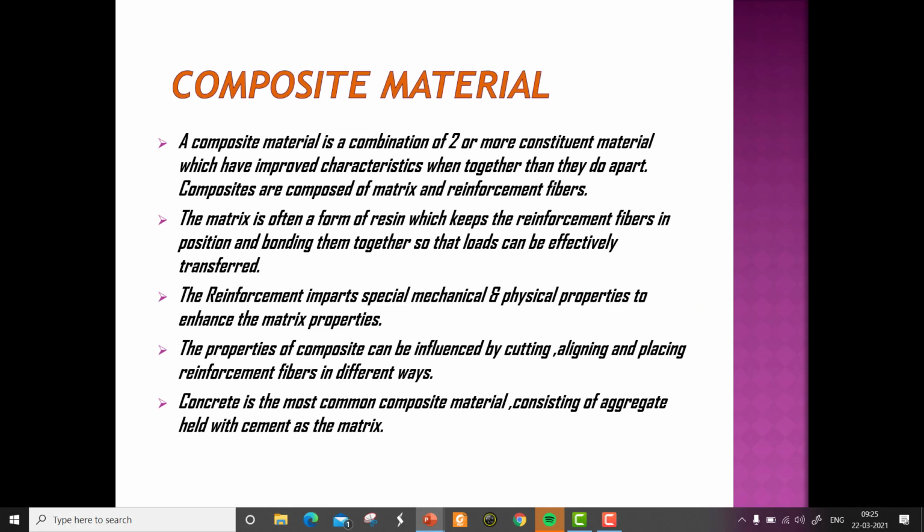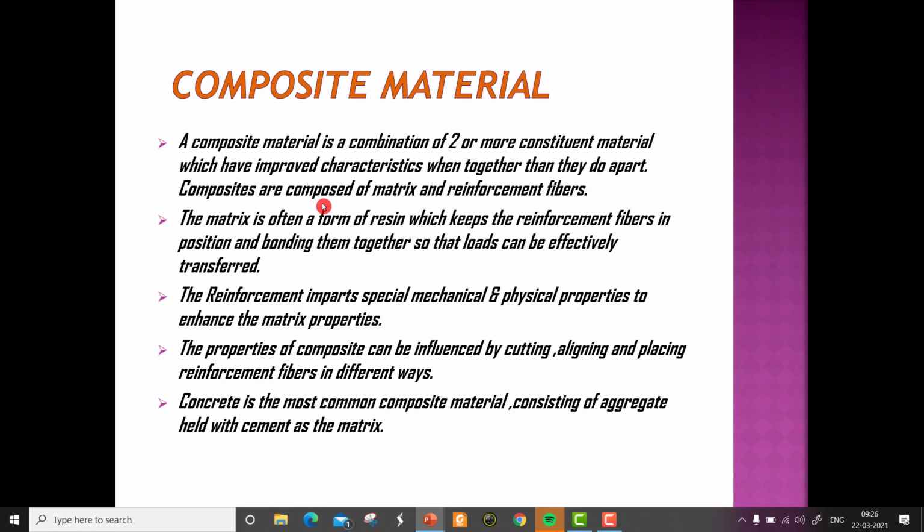Composite material. The term composite means it is a combination of two or more materials. It's very clear. So a composite material is a combination of two or more constituent materials which has improved characteristics when together than they do apart. If they are used as a single material, they won't have very good properties. So we are combining two or more materials to get a single composite material having improved characteristics.